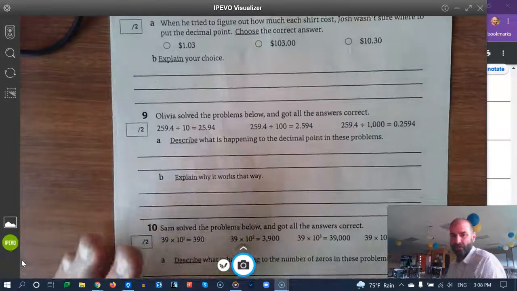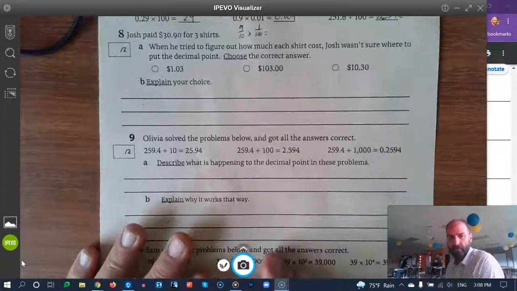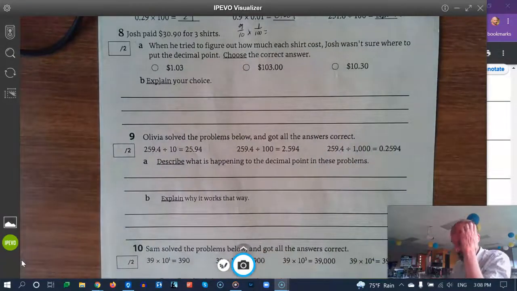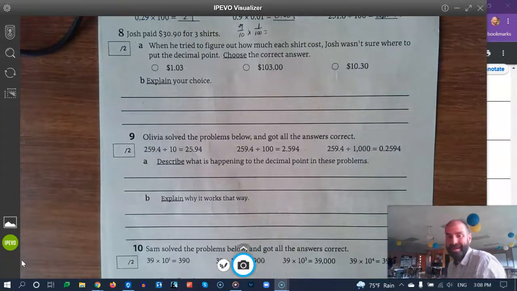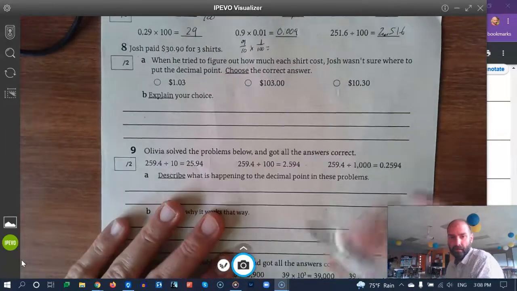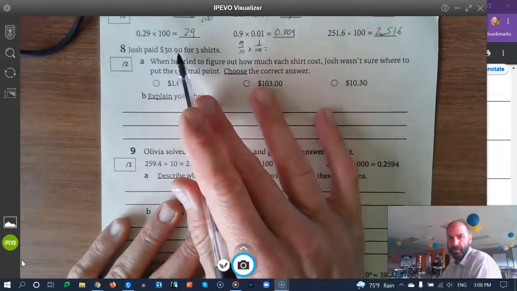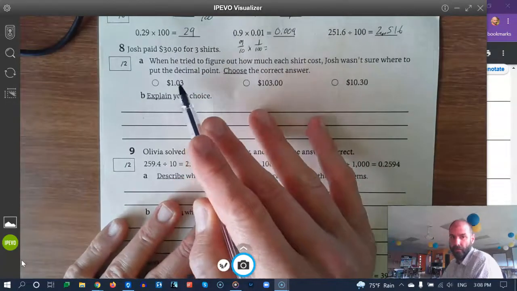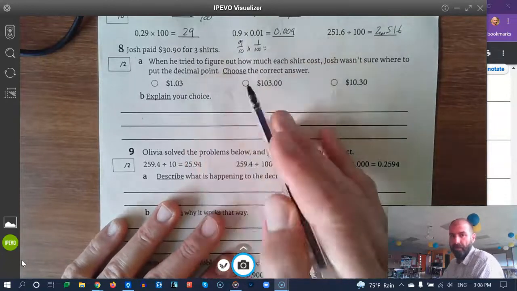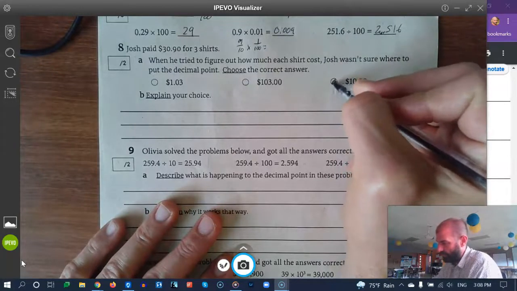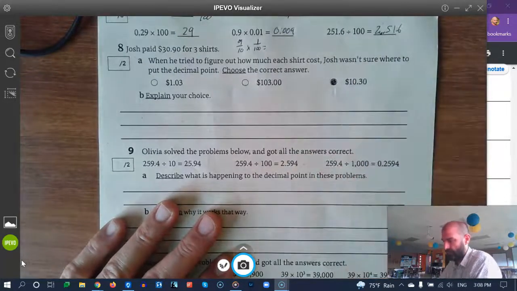All right, for the next 3, all of your descriptions have to be talking about digits moving. We're not focusing on zeros adding, because we're not adding any zeros. Okay. So which one of these is right? If I have $30.90 for 3 shirts, is it $1? No, because that would be $3. Is it $103? No, it's $10.30. Explain your choice. So you just have to be reasonable. 10 times 3 is 30.